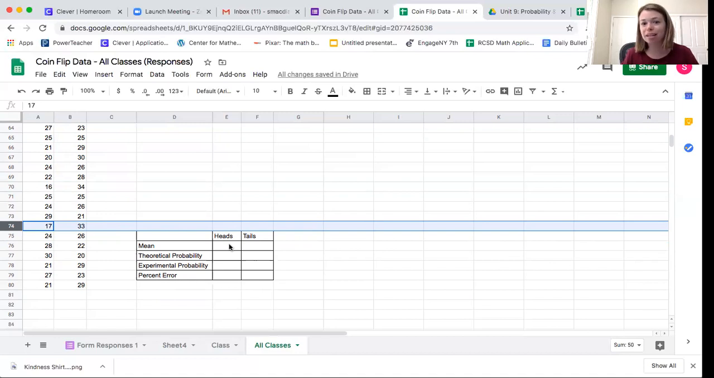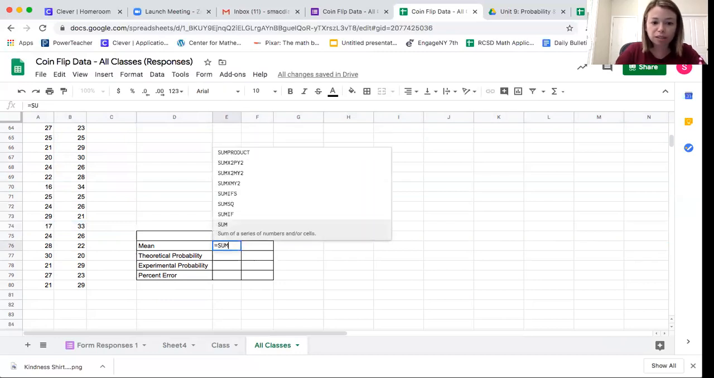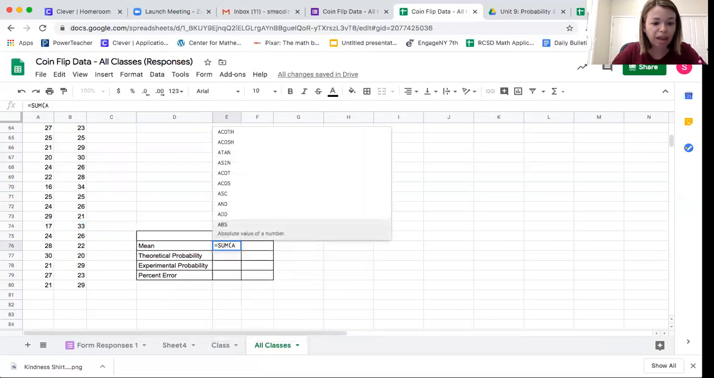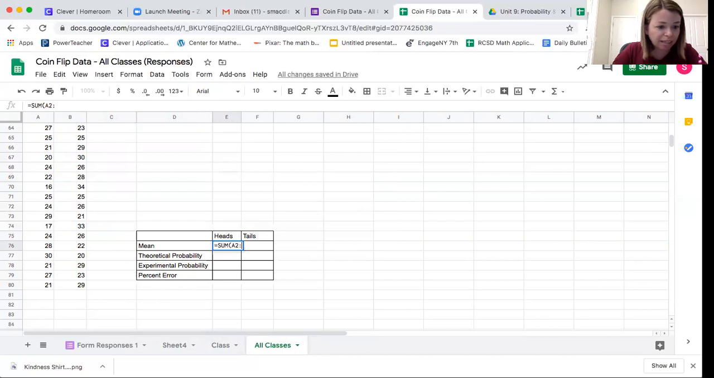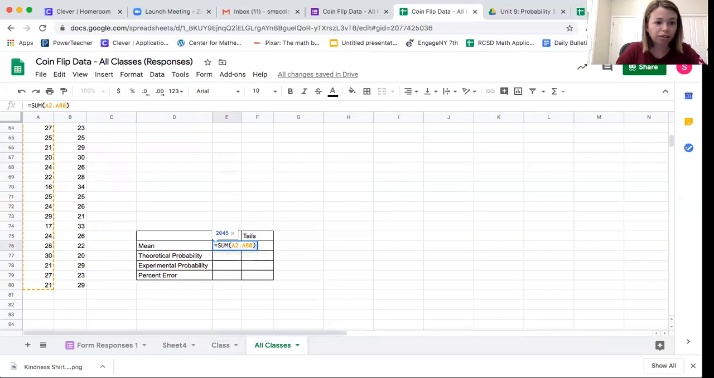All right, our set of data is clean now. So the first thing I'm going to do is find the mean. So I'm going to do equal. And remember, I'm going to use sum because that's going to add up all of that set of data. We started with A2 as the first set of data, and the last set of data is A80. And you can see it has a nice orange line around it, so you know it's got all those sets of data. Because it goes down to 80, I know that there are 79 sets of data.